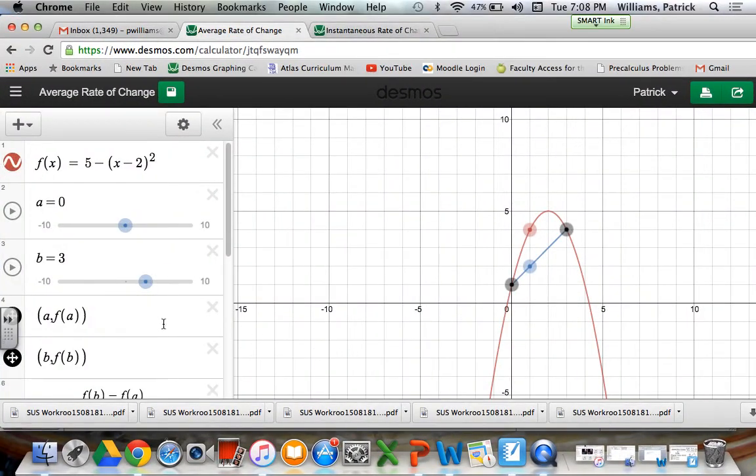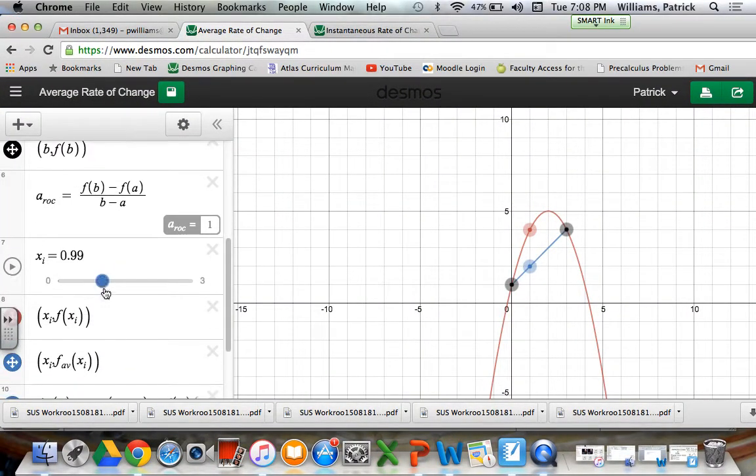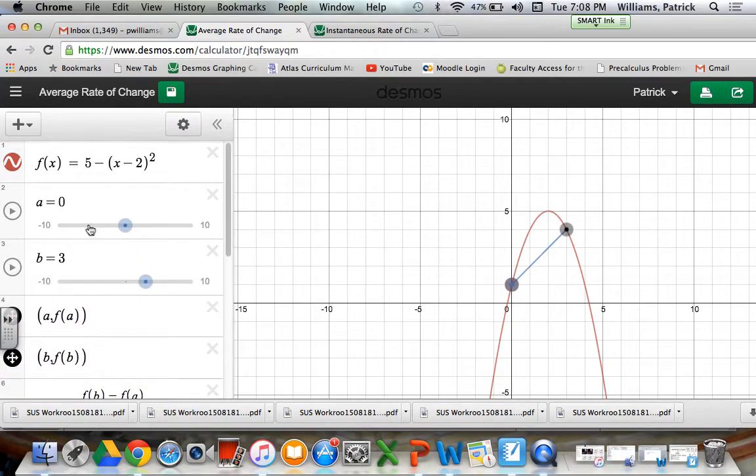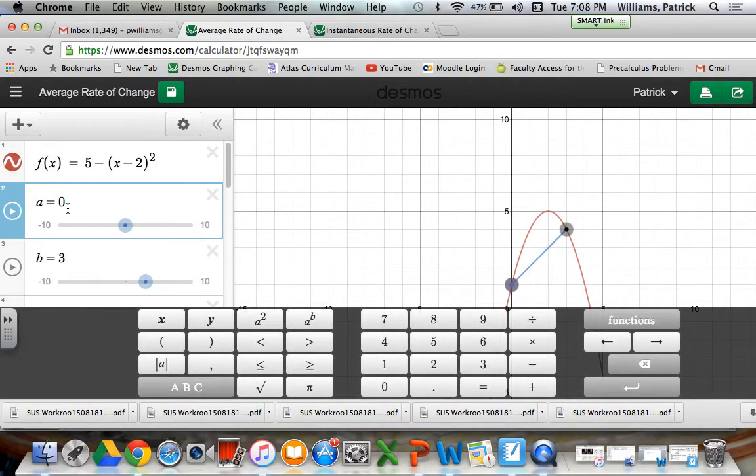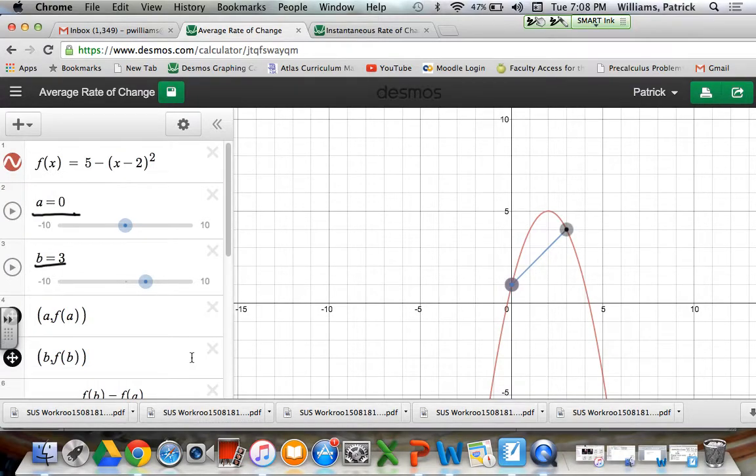And to do that, I'm going to use this Desmos file right here. In this file, I have a function, the red line, which is just some parabola I made up. I have an initial and starting point, A equals 0, B equals 3. And I put two black colored points right here. This would be A, f of A. This would be B, f of B right there.